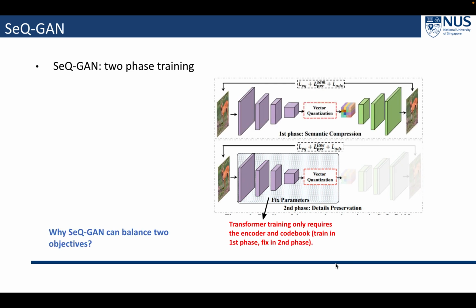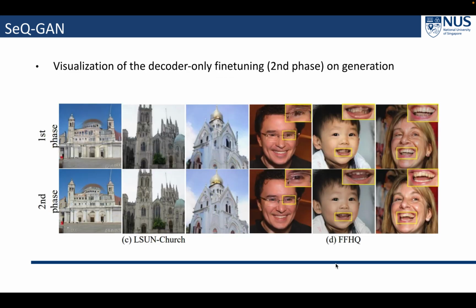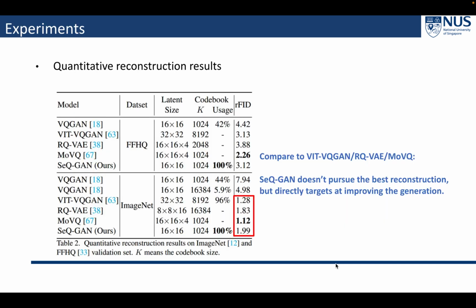Since transformer training only requires the encoder and the codebook, the transformer training is fixed, and the refined local details will not influence the transformer training. We can see our decoder-only fine-tuning improves the local details but does not influence the transformer training.